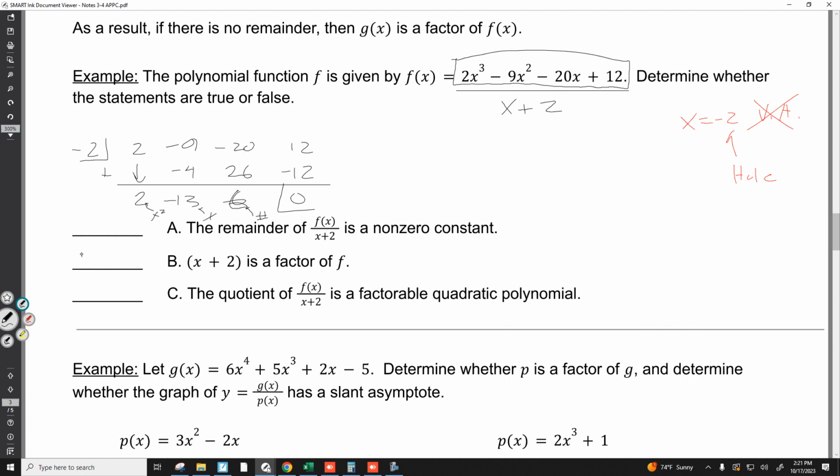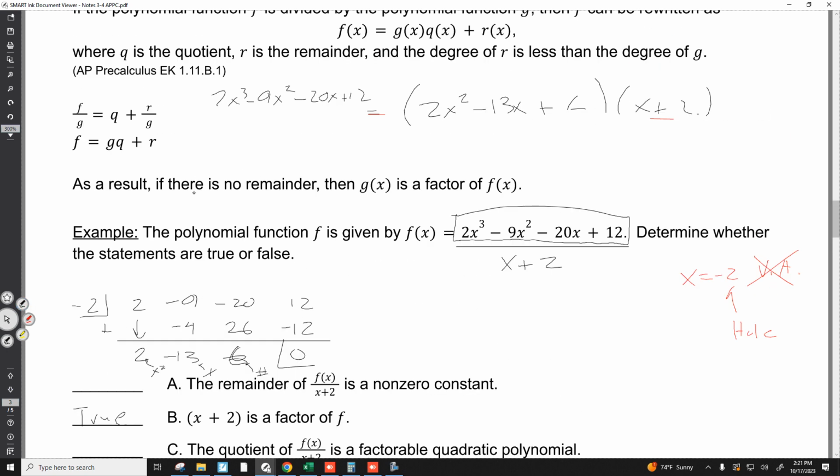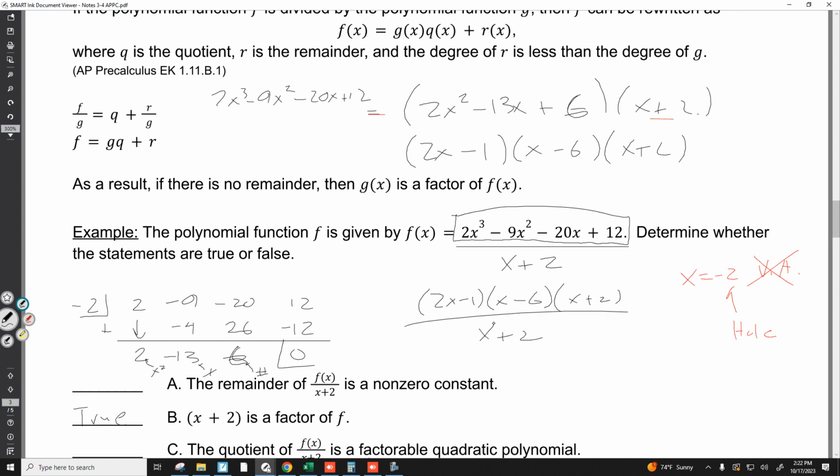This is true. The quotient is a factorable quadratic polynomial. Guess what? You'll be able to factor this as well into 2x minus 1 and x minus 6. And all of a sudden, you take a crazy polynomial, and it's actually the product of 3 different binomials. It's not actually that important for this class. It is important to say that it is a factor, and it's important to recognize that if it's a factor, then that's a 0 for the numerator as well.